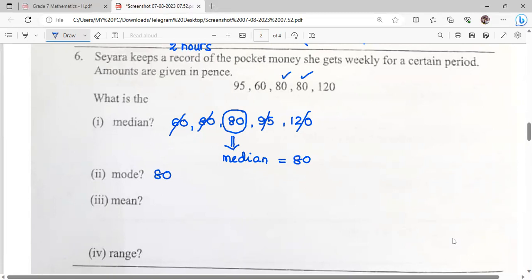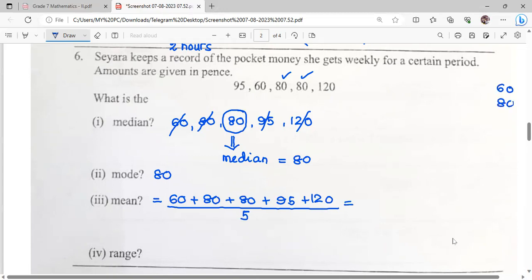Then the next one, mean. How do you find the mean? You add all the numbers here: 60, then 80, and another 80, 95, and 120. You divide everything by the number of items. Here we have 1, 2, 3, 4, 5, so you have 5 items and you get the answer. And if you can't add them in your mind, you just write it down. It doesn't matter, in the right side corner.